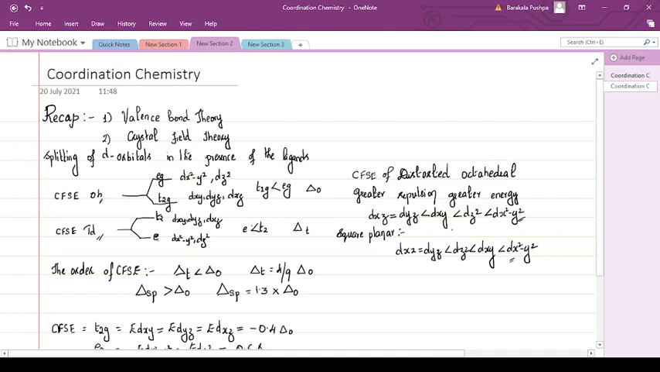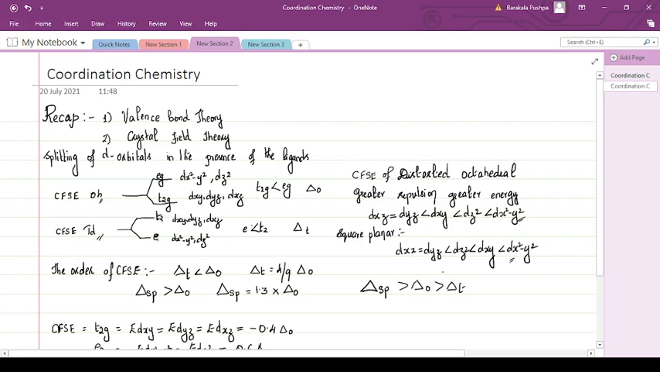Here interchanging takes place between dz square and dxy. The order of the CFSE we have seen: delta T is less than delta O, delta T is equal to 4 by 9 delta O, delta SP is greater than delta O, delta SP is equal to 1.3 delta O. That means in this order you can see that delta SP, meaning CFSE, crystal field splitting energy, is greater than delta O, which is greater than delta T.